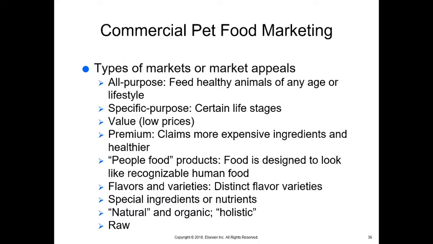There are a lot of people food products. Food is designed to look like recognizable human food, and you've got to think who they are marketing to on that one. They're marketing to humans. Is this food product really best for the animal? It might be, it may not be. You have to use critical thinking techniques in order to discover that. Flavors and varieties, again, who are they marketing to? The person who's opening up their wallet. So distinct flavor varieties, you may decide that your cat likes fish. They may actually like fish, and so that's all you get, the fish flavor varieties. But it's a human marketing technique. It's not specifically based on nutrition.